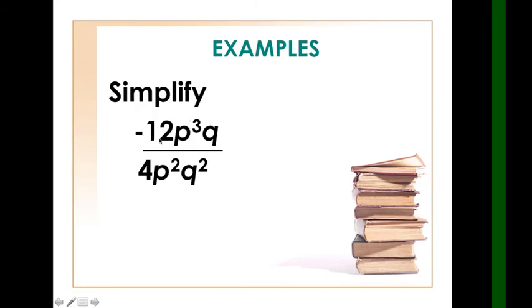Next, this one. Simplify negative 12p cubed q over 4p squared q squared. For this one, the biggest exponent is on the top. So we have p here because 3 minus 2 is 1. For q, we can cancel this and cancel this, but still there is 2 here. So 2 minus 1 is 1, so we still have 1q. And negative 12 and 4, we can divide them. 12 divided by 4 is what? 3. Since 12 is bigger than 4 and 12 is in the numerator, we can write now 3 here and then negative. So our answer is negative 3p over q.